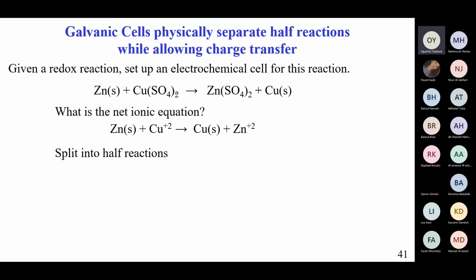Remember, we mentioned this a little bit before, that whenever I see a metal with a non-metal, I can split them, and we will separate them for now completely into copper.